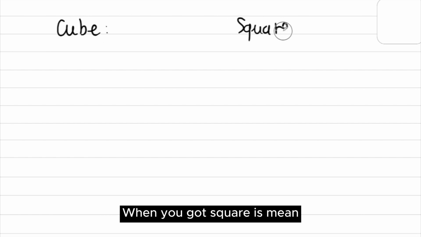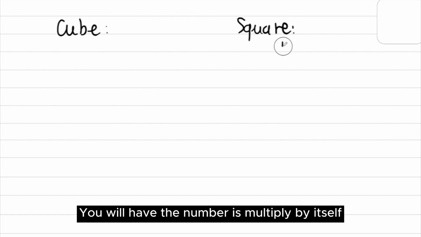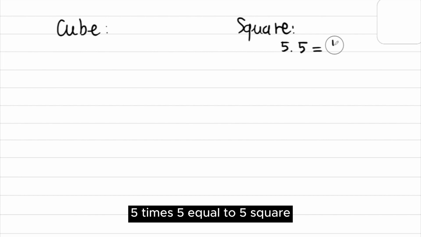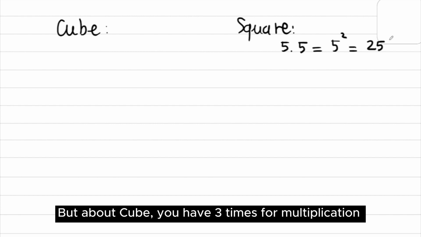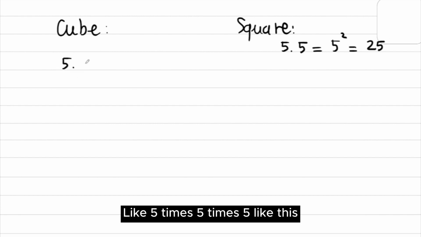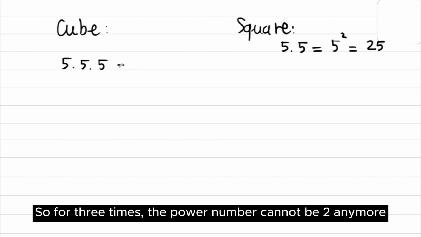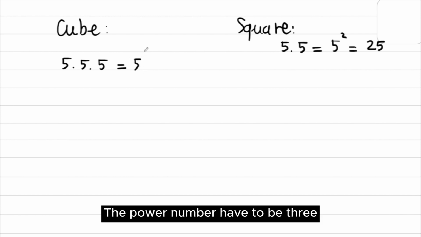When you have a square, it means you have a number multiplied by itself. 5 times 5 equals 5 squared, and the resultant number is 25. But for a cube, you have 3 numbers in the multiplication, like 5 times 5 times 5. You have 3 times, so the power number cannot be 2 anymore. The power number has to be 3.